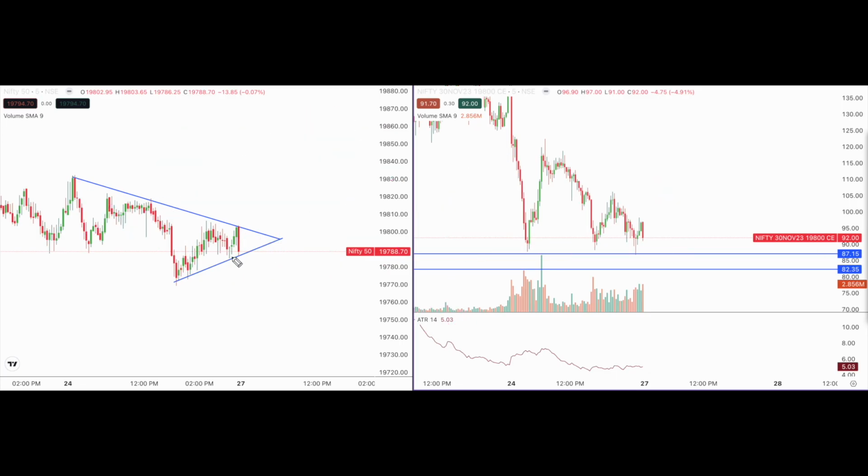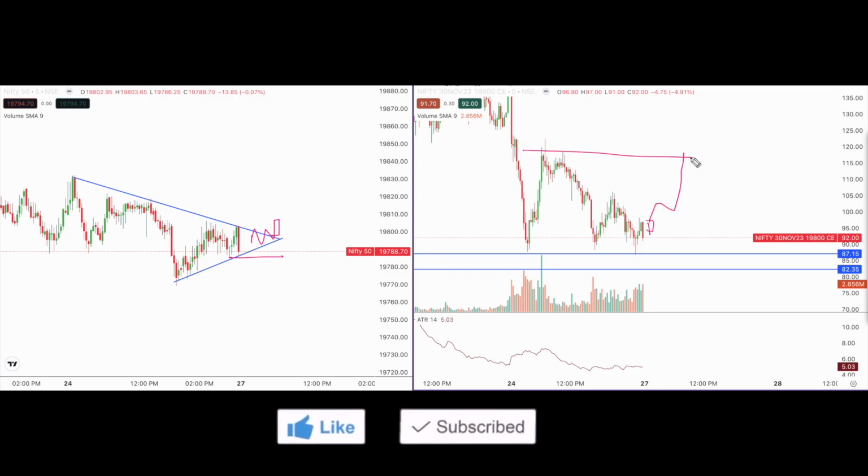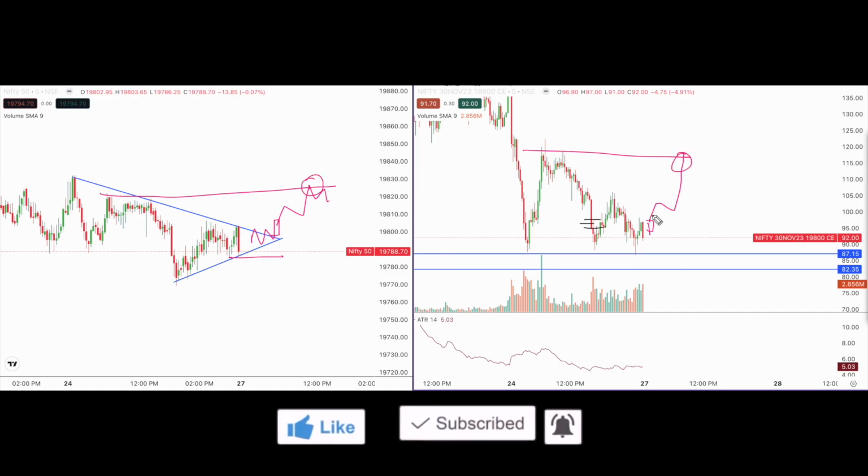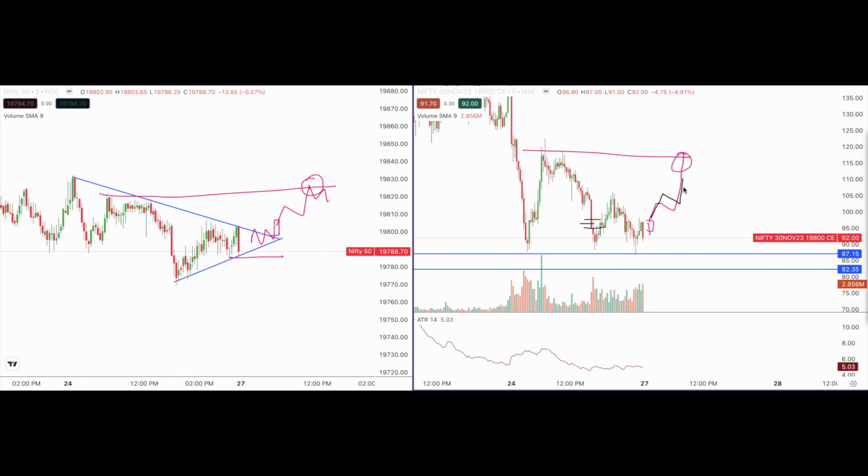For example, you placed your stop loss here, enter the trade at this breakout. On this premium chart, let's say your target is somewhere here. But in Nifty, let's say the target already got achieved at this level and it is reversing. But this premium chart, let's say it is only moved up to this level. It has not yet reached the target. At that time, we have to exit the trade because index has already achieved the target.